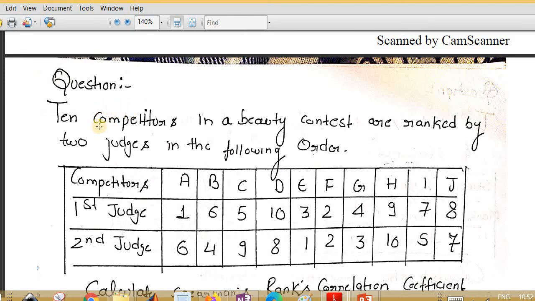This is the third category of the question, if you rank qualitative data, when ranks are given. So here 10 competitors in a beauty contest are ranked by 2 judges. Here we ranked our data in the following order. Competitors are A up to J here. The first judge gave rank A first, B 6th and up to this 8th rank. The second judge gave A a rank, B 6th rank, 4th rank, 9th rank.